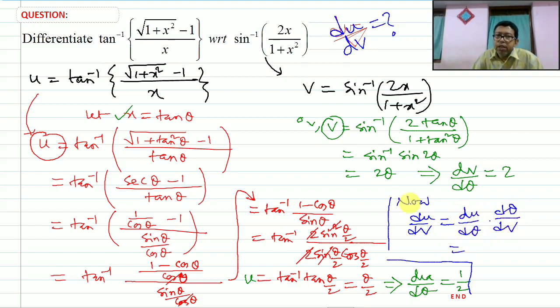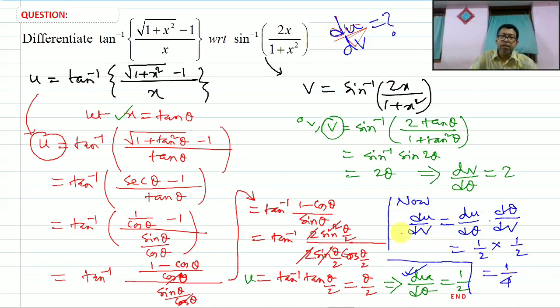What is du d theta? You found this one, du d theta is equal to half. And d theta dv: dv d theta is equal to 2, so d theta dv is equal to half. So the result is 1 upon 4. So you got du dv is equal to 1 upon 4.